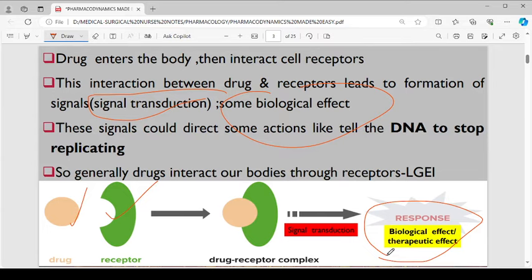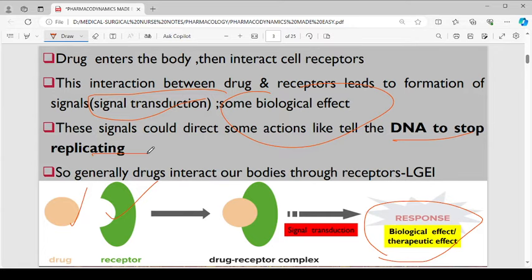All right. So these signals are going to direct several actions in the body. Like they could even tell the DNA to stop replicating, okay, in the case of those drugs that direct things to be done in such a way. Or they could result in several actions that are going to have therapeutic effects on the body along with side effects and other adverse effects.